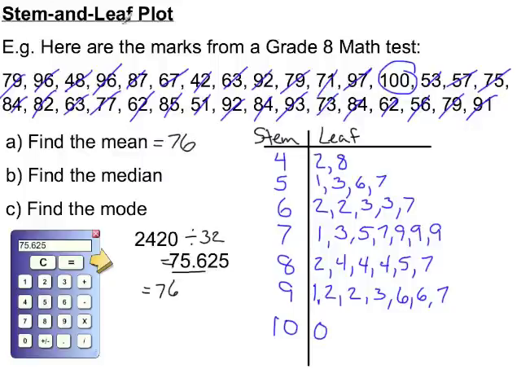Now here's where the stem and leaf plot comes in really handy when we find the median. The median, as we know, is the middle number. Now in this data set there are 32 numbers, so the median is going to be the middle 2 numbers. So if we count the 16th and 17th numbers in the data set, those will be the middle 2 numbers.